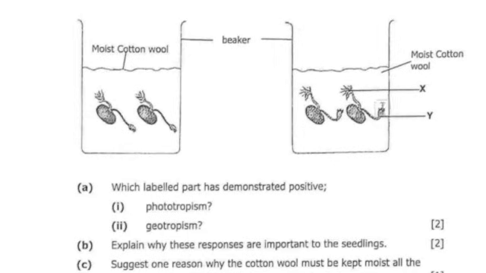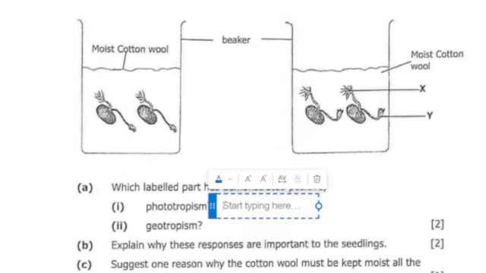These are the shoots, as you can see. These shoots are going upwards. So which labeled part has demonstrated positive phototropism? This one, as you can see, is going upwards, and that is where the source of light is coming from. Remember, the sun is up in the sky, so when it shines, the light comes downwards. So the parts labeled Y are going upwards towards the source of light. That means these are the ones that have positive phototropism.